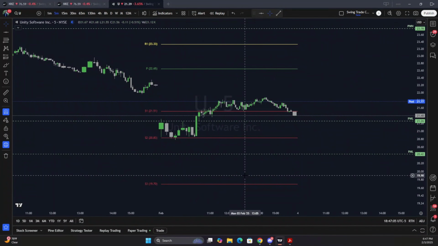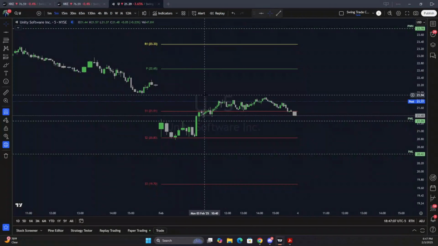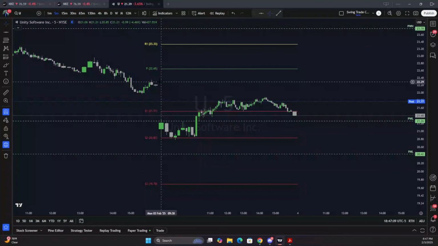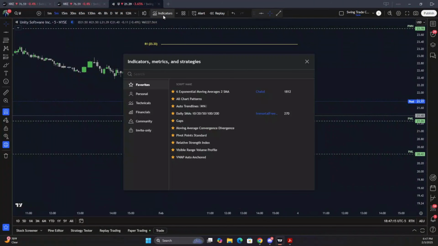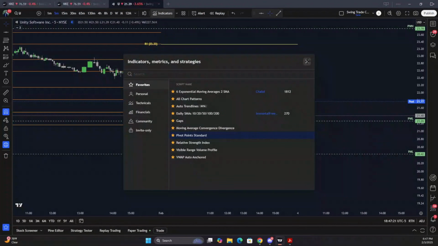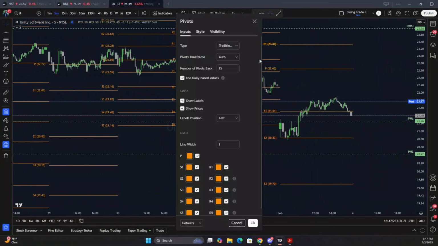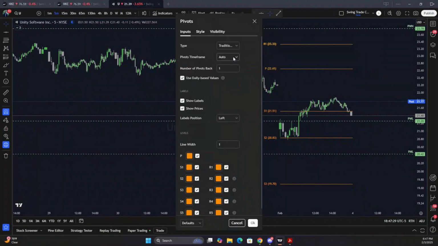So what I like, since I'm a swing trader, I like to not only look at the intraday price action, but I also like to know what is the weekly pivot structure. So what do I do? I do the same thing. I already have it saved. So I add another pivot structure, and I come to the pivot structure. I change this to 1, and instead of having auto, I change this to weekly.